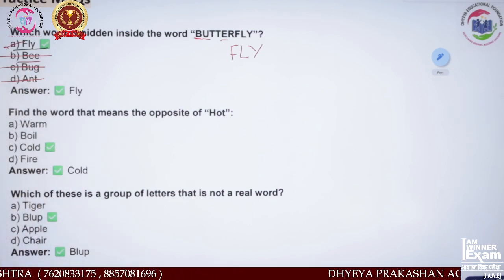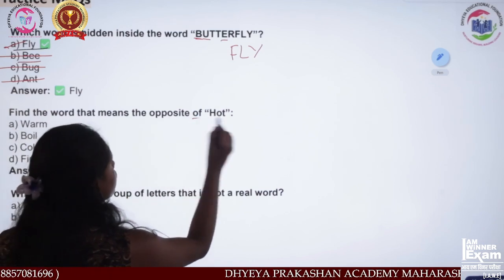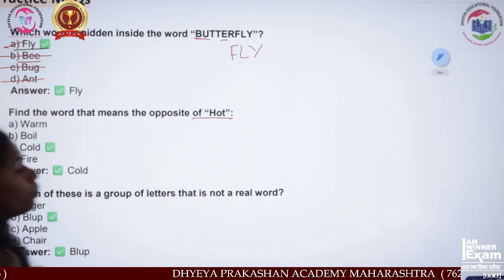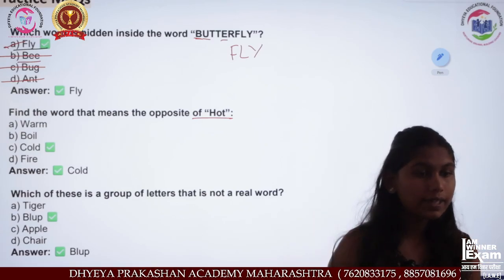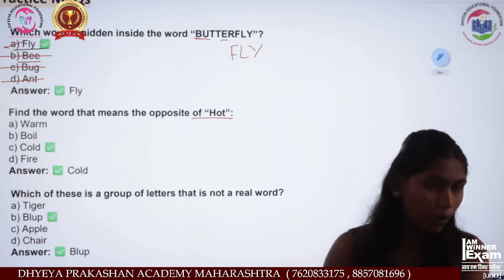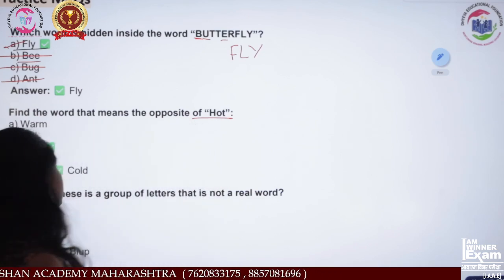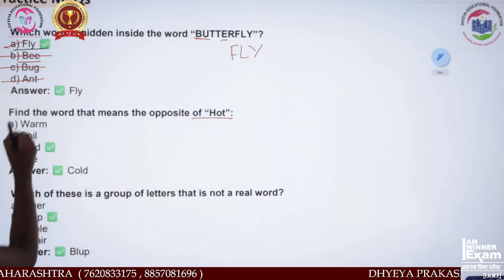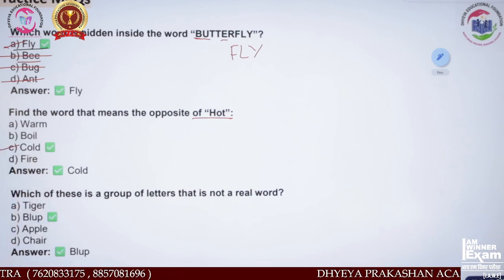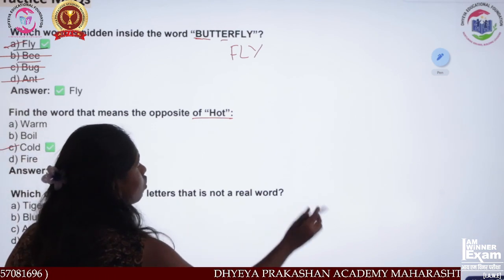Then next, find the word that means opposite of hot. They are asking what is the opposite of hot. That is cold. So the answer is C, cold.